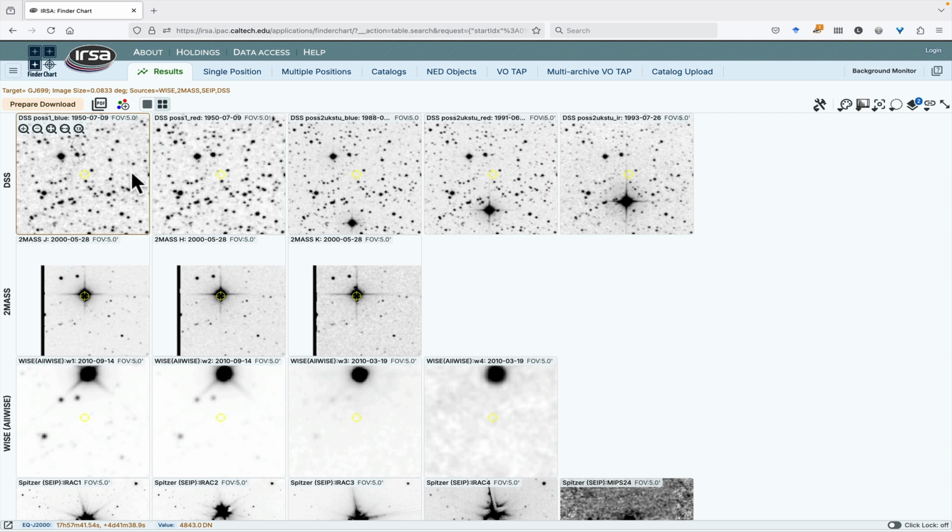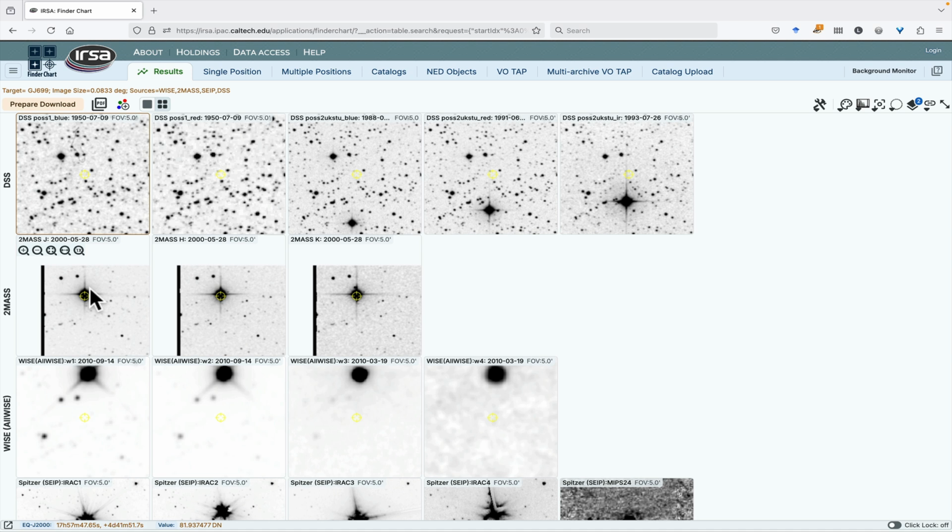Now, it may be hard to identify where the target is here. It turns out that this is Barnard's Star. So in the earliest images here from 1950, the star isn't even in the frame. By 1988, here it comes. And by 1991 and 1993, it's moving into position.